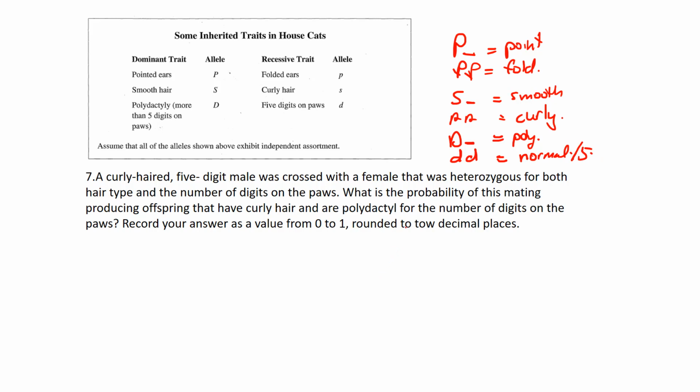So let's go through this question now. This question's a little bit different. It's looking at multiple traits, so we have dihybrids here. It says a curly-haired five-digit male. Okay, so underline the parent.